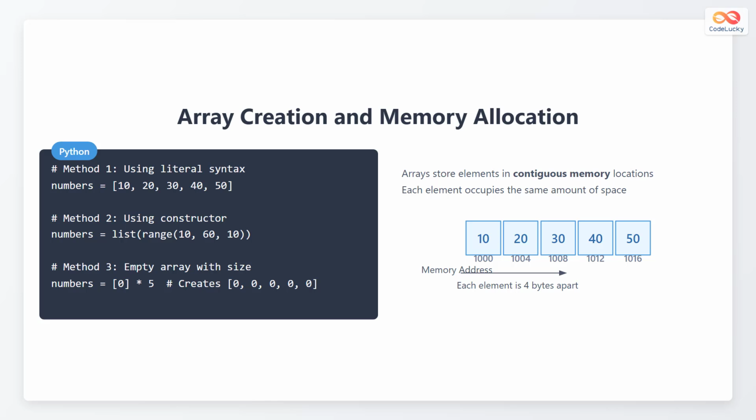Method 3 creates an empty array with a specified size. For example, numbers = [0] * 5, which creates an array containing 0, 0, 0, 0, 0. As an illustration, if the array contains 10, 20, 30, 40, and 50, these elements would be stored in memory at contiguous locations, such as 1000, 1004, 1008, 1012, and 1016 respectively. Each element is 4 bytes apart.